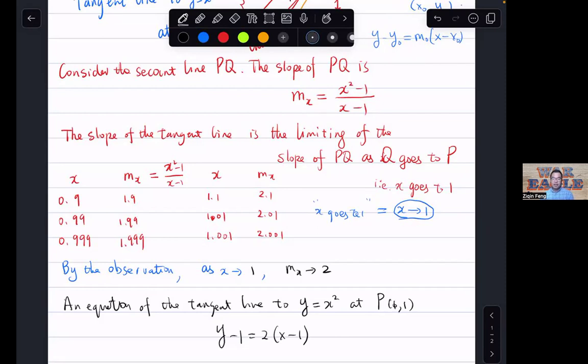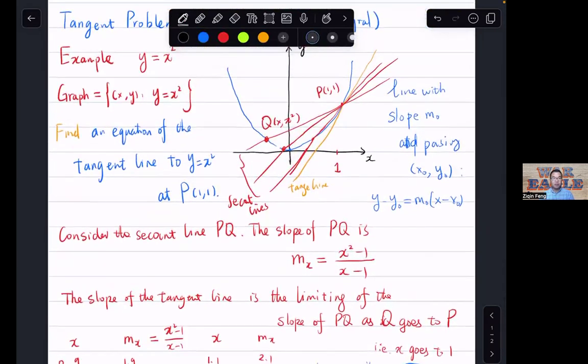You can see that this is the idea of introducing limits, right? Sometimes you cannot solve the problem directly. So instead of trying a direct solution, we need to do some approximations. Because you're starting from here, you have an approximation. And as x, or our point Q, gets closer and closer to P, you get a better and better approximation. So eventually you take the limiting process and you get the exact solution. So this is the idea of limit.